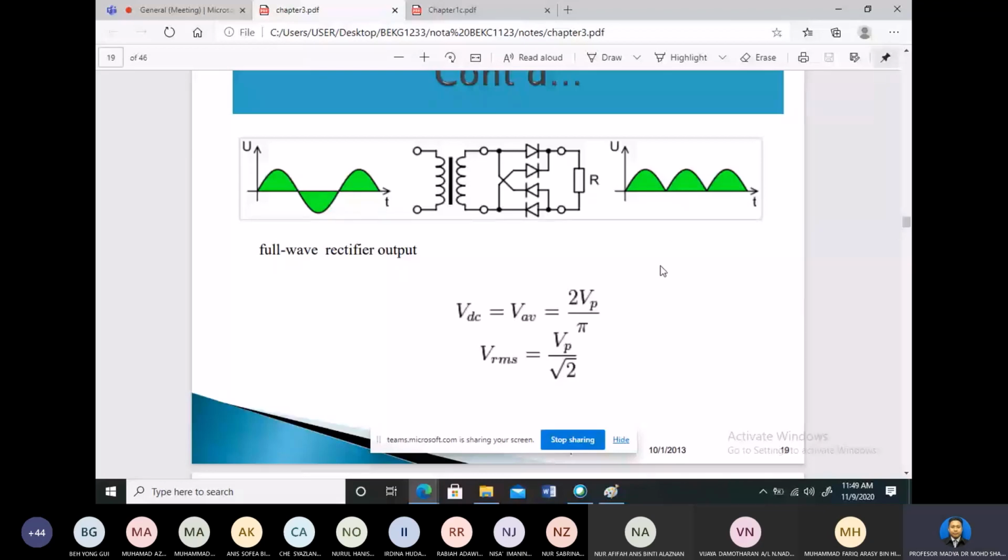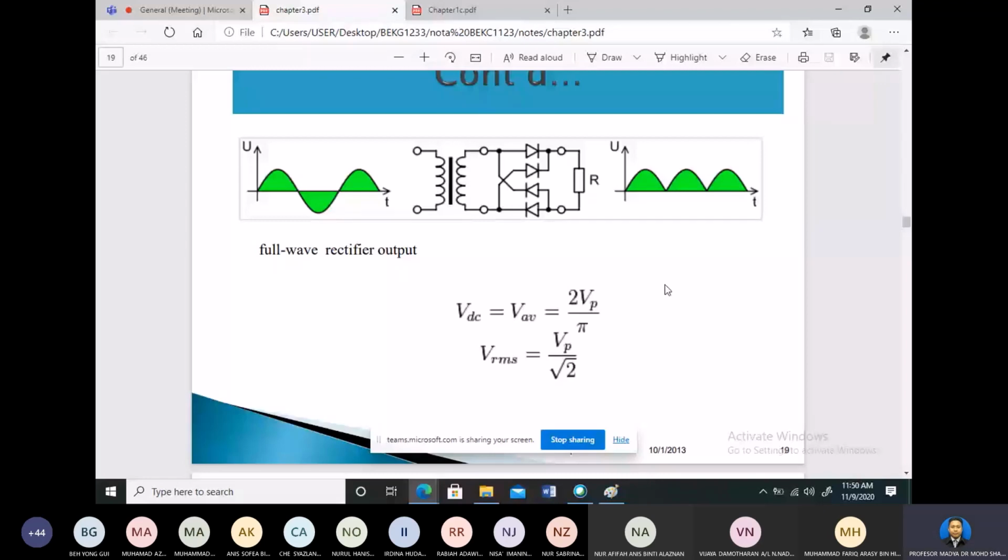So the formula for the full wave rectifier to calculate the DC voltage is equal to 2 multiplied by Vp divided by pi. And to calculate the VRMS, it equals Vp, where Vp is the peak voltage, divided by the square root of 2. That is the formula for the full wave rectifier.